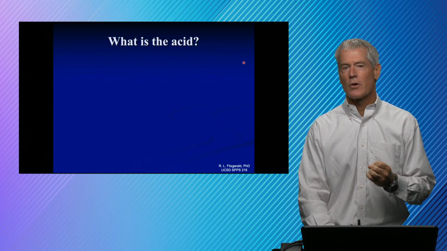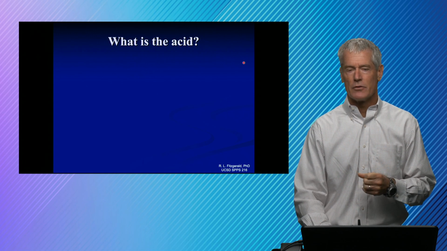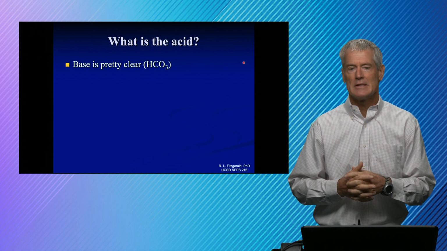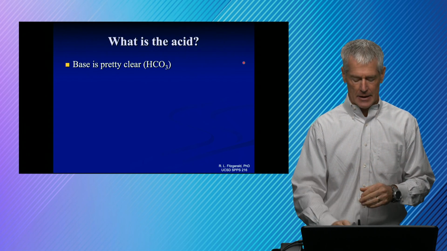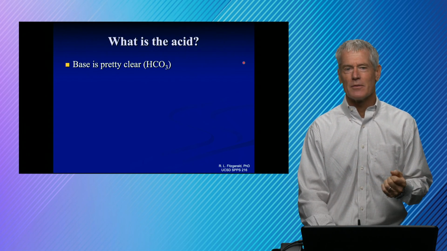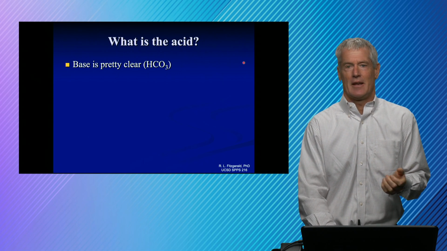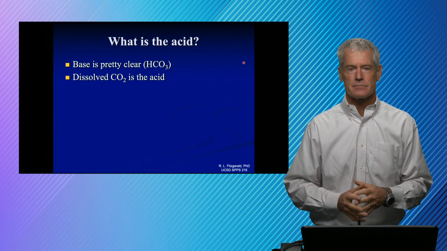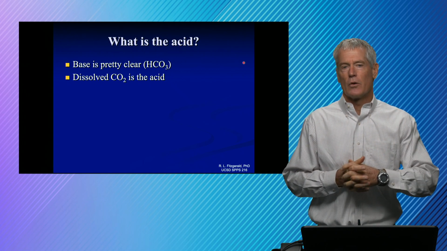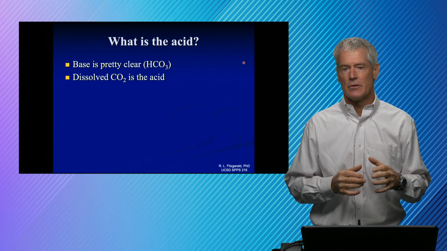What confused me for a really long time, it was pretty obvious to me what was the base. HCO3 is a base. It's a proton acceptor. But they always kept talking about CO2 as the acid, and I was like, CO2 is not an acid, it's a gas. And it took me a while to figure out what they're really talking about is dissolved CO2.